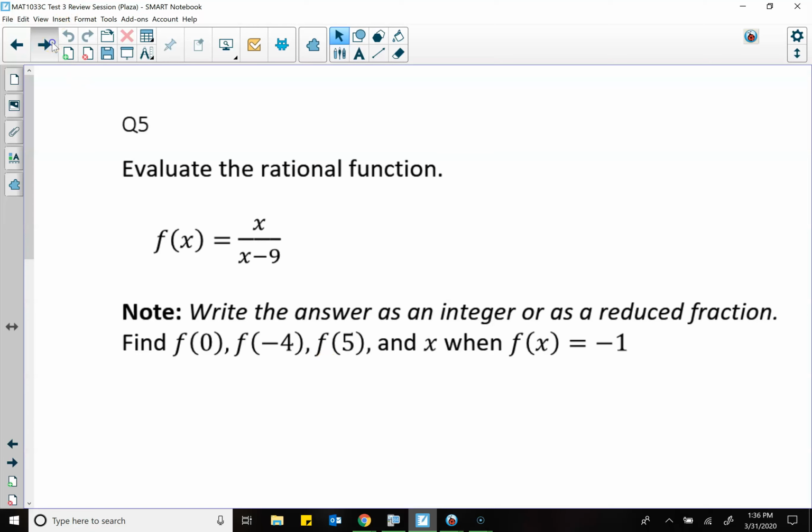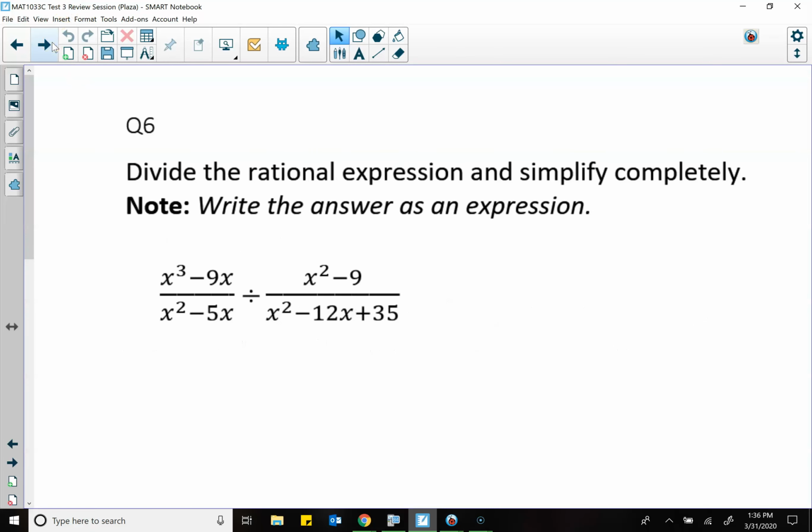Question number 6 says we want to multiply and divide. Well, multiplying and dividing is just like multiplying and dividing fractions. All right. So when we divide fractions, remember we're going to do a thing called keep, change, flip. Keep, change, flip, or as I call it, KCF. Kentucky Chicken Fried.